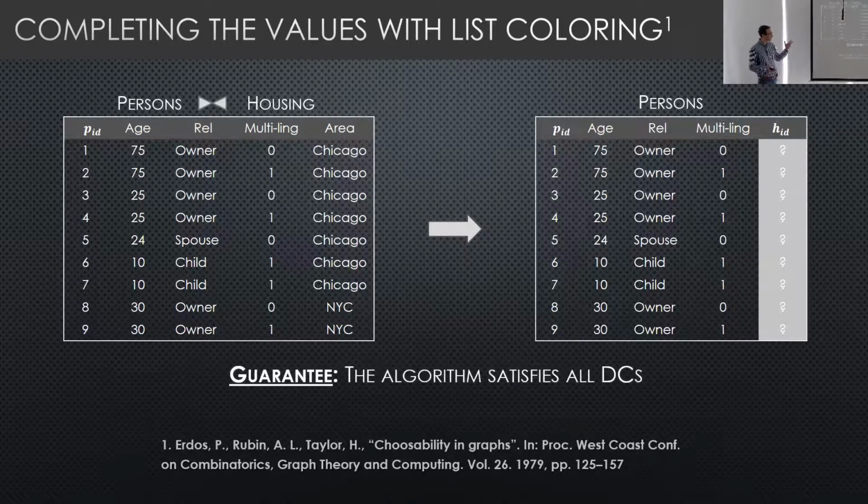Okay, so the algorithm that I was describing preserves the property that it will satisfy all the denial constraints, but since we solved this graph coloring problem in a greedy approach, we may have to add tuples to the second table, the housing table in our example, and this may introduce some error to the cardinality constraints.